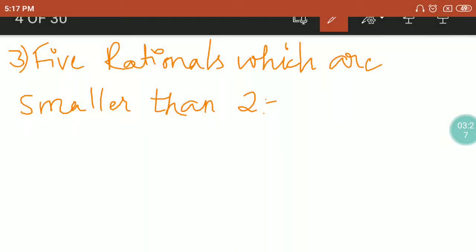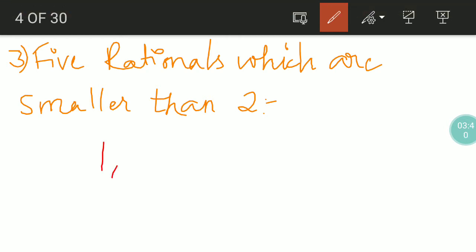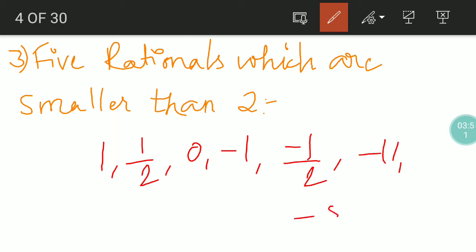The third question is we have to write 5 rational numbers which are smaller than 2. So it can be negative numbers and positive numbers which are less than 2. So this is not a fixed answer. You can have 1, 1 by 2, then 0 is also there, minus 1, minus 1 by 2. So these are not fixed. You can write even minus 11, minus 5. That's why this answer is not fixed. So check it on your own. Okay, now we will see the fourth one.